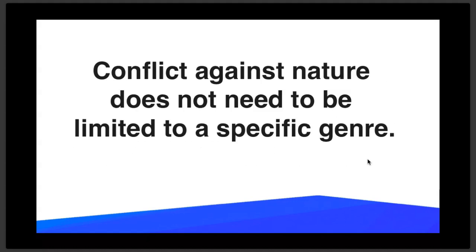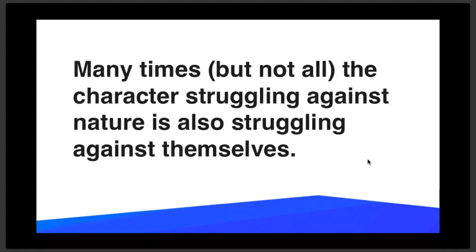Conflict against nature does not need to be limited to a specific genre. That's what's really nice about it. So in your mystery novel, if your protagonist is trying to stop somebody and they're running through a crowded Christmas shopping mall, then that environment, the setting, is a conflict against nature, because that is going to hamper the person trying to catch up with somebody else, particularly if that somebody else, it's been made clear, knows this environment a lot better or knows how to get around it.